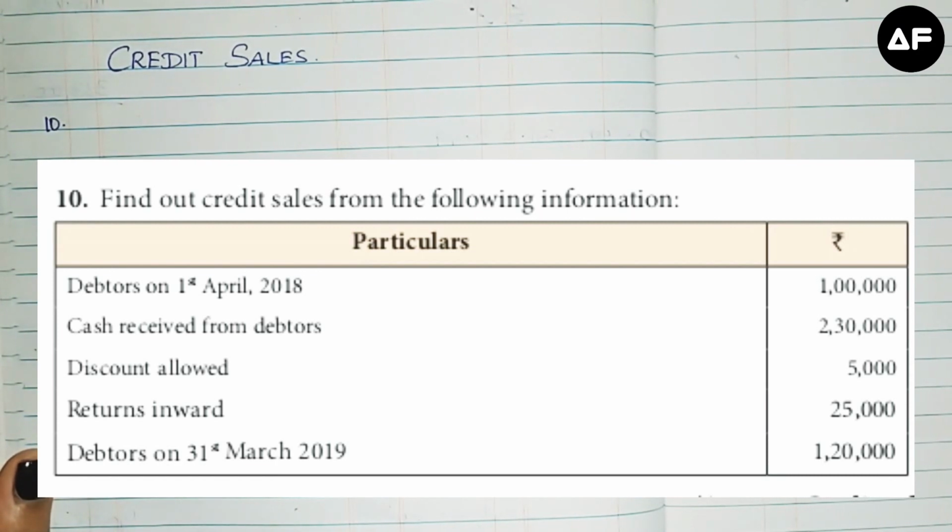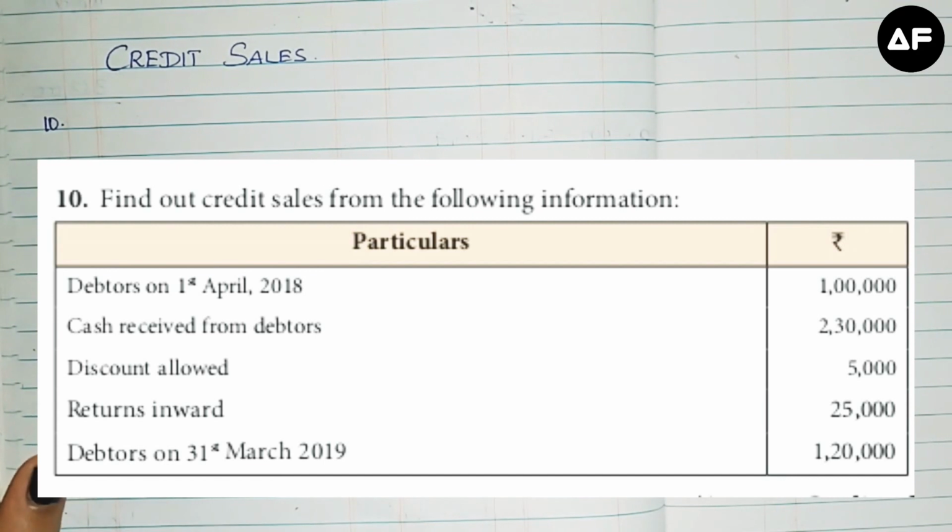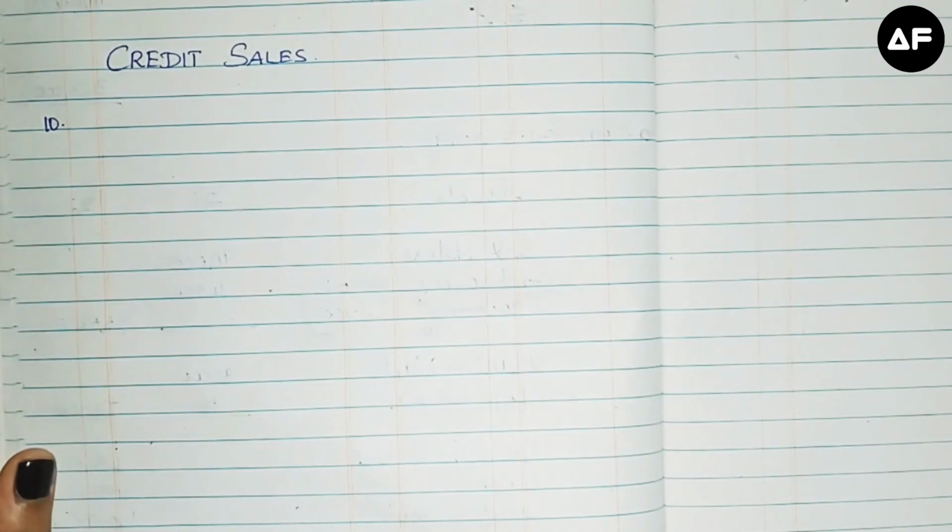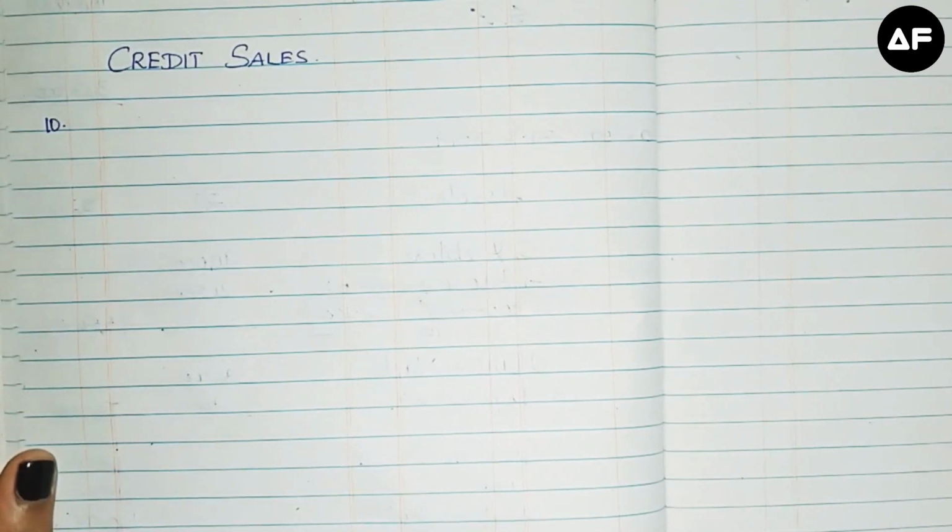Cash received from debtors is given, discount allowed to them is given, return inwards is given, and debtors on 31st March 2019, that is your closing debtors, are given. Using these, there is a format for the total debtors account which you have to learn, and then we can go ahead with the sum. First I'll write down the format of the total debtors account, and then we'll carry out the sum.